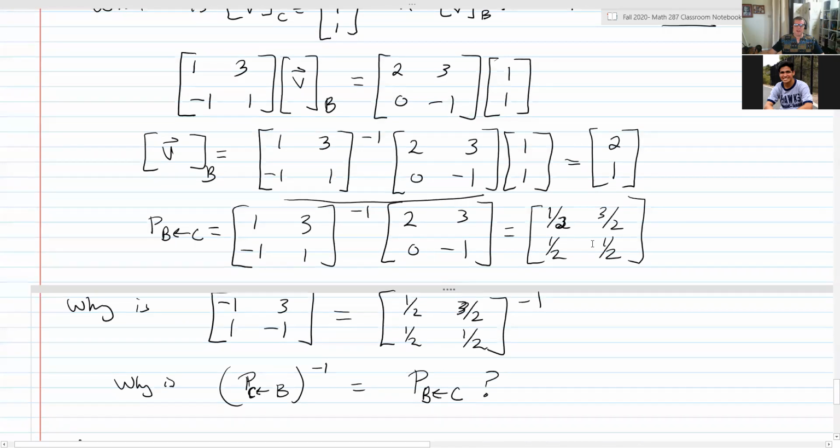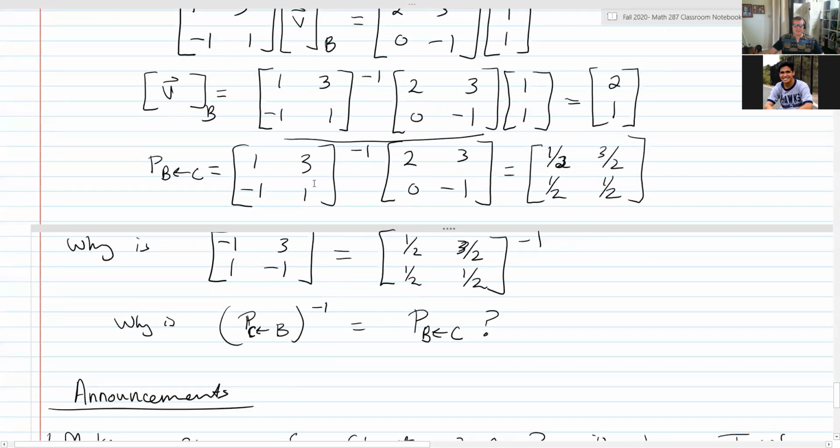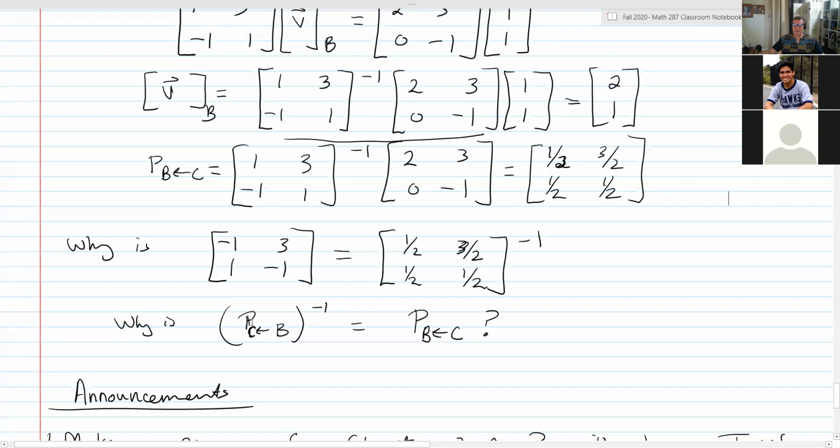And then what we saw, and I hope you checked it, or at least you thought about it, is that [-1, 3; 1, -1] is equal to the inverse of our other change of basis matrix. So P from B into C, inverse, was equal to P from C into B. So they actually ended up being the inverses of each other. Any ideas as to why that might be the case?